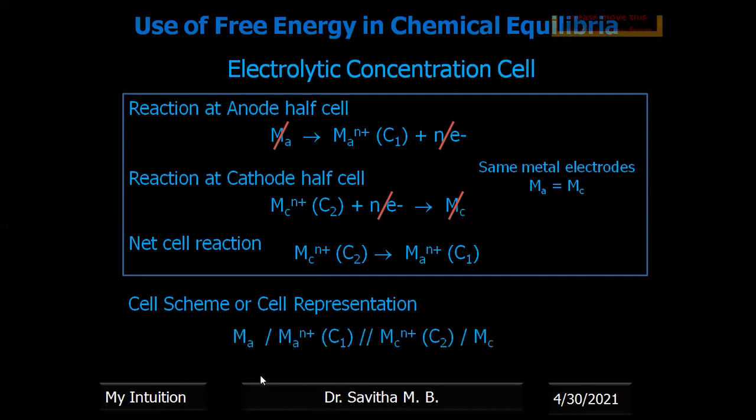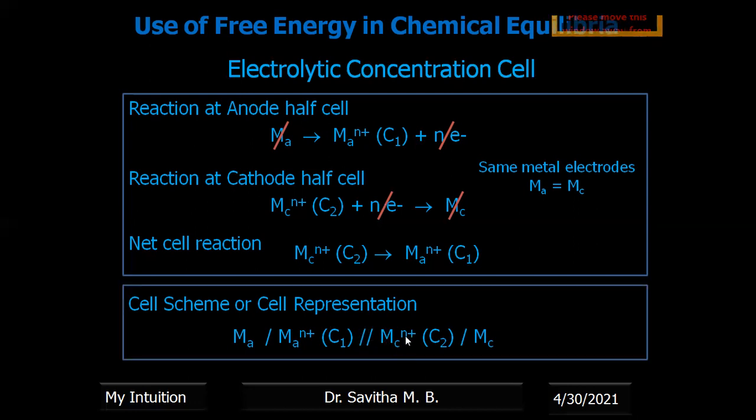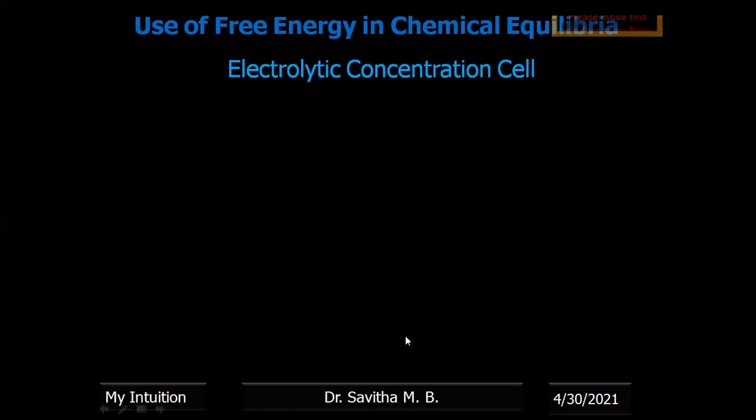So the cell representation is: metal getting converted into metal ions of C1 concentration in the solution, and at the same time, from the solution, M^n+ of C2 concentration gets deposited as metal. So this is the cell representation, and there is a salt bridge. Now let us derive the Nernst equation.